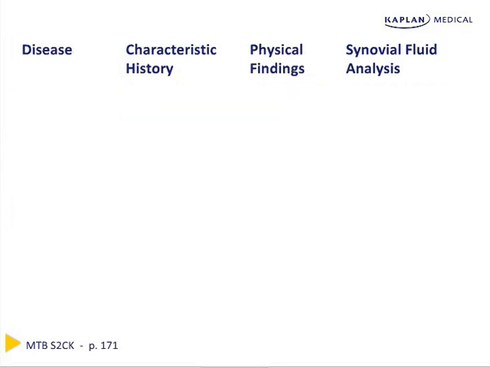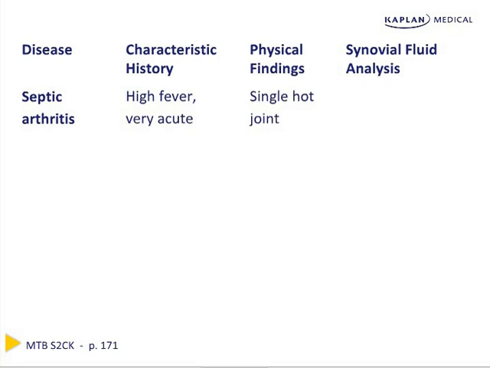Septic arthritis patients are going to present with a very high fever. It's going to be very quick, and it's going to come out of nowhere. It's going to be a single hot joint. An analysis will show greater than 50,000 neutrophils, and you want to culture the fluid, then start antibiotics.